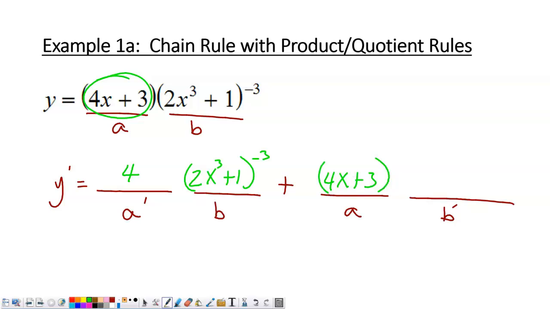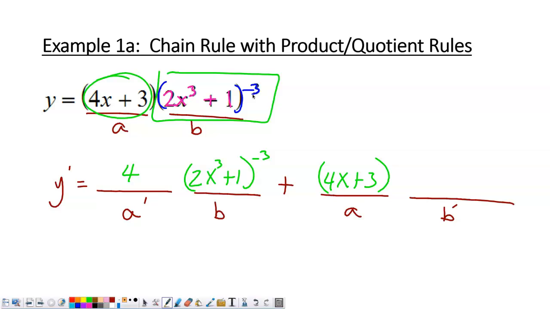Now B prime, something special is going to happen here. How do you take the derivative of that? Well, that is a chain rule. So as you can see, we're doing a product rule, but part of the product rule is now a chain rule. We have the inside function, 2x cubed plus 1 in parentheses, and then we have the outside function, which is a quantity to the negative third power. So to do the derivative of B, we actually need to apply the chain rule.